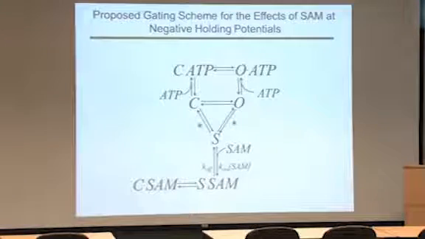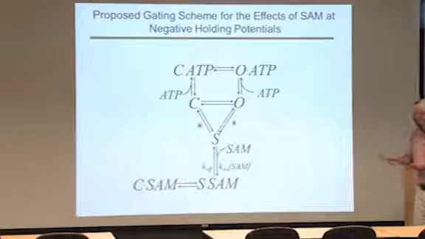So we ended up with this type of gating scheme. The channel goes from closed to open and then to the substate. We suggest that these transitions are voltage dependent. Remember that at large negative potentials, you had fewer substates than at small negative potentials, and this only applies to the negative membrane potential. SAM binds to the substate and stabilizes it. And then you can gate from the SAM substate to the closed state bound with SAM, because we saw that we could go from the closed to the substate or from the open to the substate.